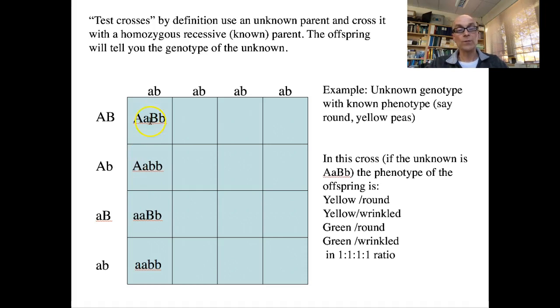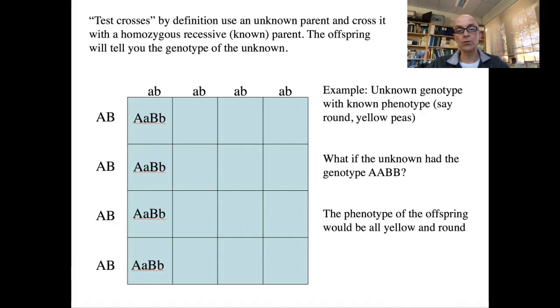So the ratio would be 1 to 1 to 1 to 1. And that would be the same here as well, right? This would give you exactly the same results as the first column. Okay, our ratio would be 1 to 1 to 1 to 1 with these phenotypes if this was the genotype of our unknown. Well, let's look at a different genotype, an unknown genotype.